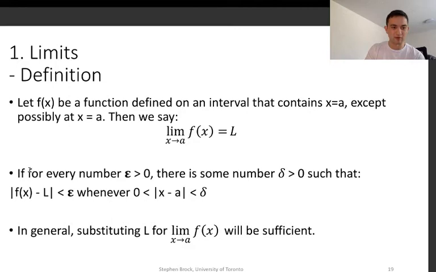Sorry, I think I read that wrong. So this is the limit if for every number epsilon greater than 0, there is a number delta greater than 0 such that the absolute value of f of x minus L is less than epsilon whenever the absolute value of x minus a is less than delta and greater than 0. So in general, substituting L for the limit of f of x as x approaches a will be sufficient, but sometimes you will need to consider what this limit is approaching.